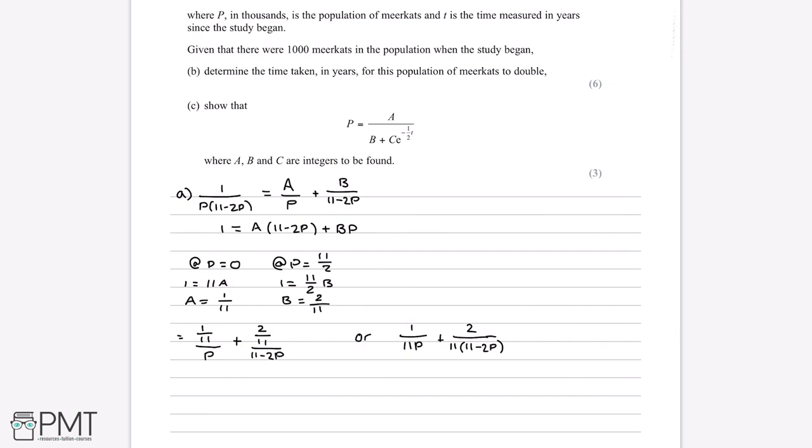So there are 3 marks available for this question. A first mark comes from actually setting 1 over p multiplied by 11 minus 2p equal to A over p plus B over 11 minus 2p, so we get a mark for that. And then we get a further method mark for substituting p equals 0 and p equals 11 over 2 into this expression. So this will get us our second mark. And then finally, we get an answer mark for getting the right answer, which again could be either of these, and they're both stated in the mark scheme. So you could have written either of those to get our third mark.